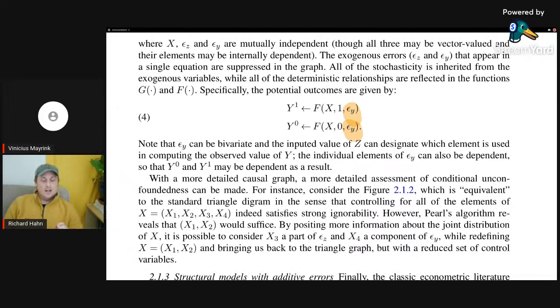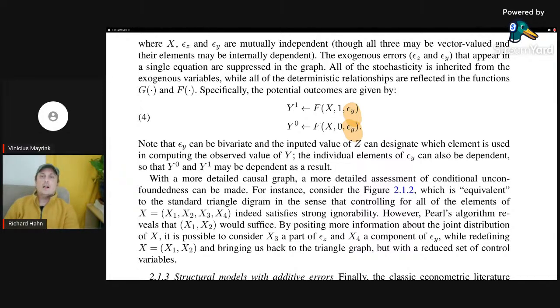All of which is to say, many times in potential outcomes, we think about the potential outcomes distributions as having maybe different variances. Okay, so the Y1 potential outcome might have more variance than the Y0 potential outcome. Those distributions can be totally different that way. That can be accommodated in this case, because epsilon y can be multivariate, and which value of z you observe can pick out which of the two error terms. And those error terms, those elements of epsilon y, can have different variances. Okay.